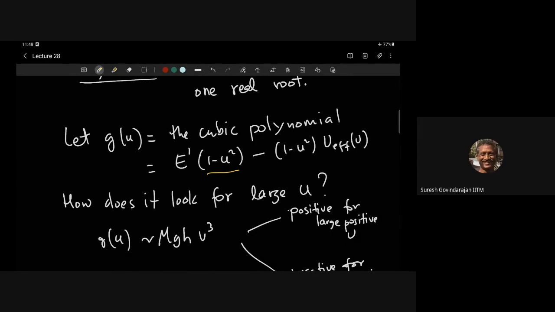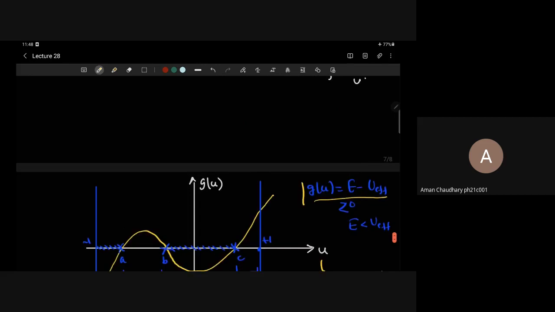It's not exactly E. But the thing is, 1 minus U square is always there. So this is equal to 1 minus U square times E minus U effective. So all the signs I'm studying are correct. That's all I'm saying. Okay, sir. Thank you. Okay, good.